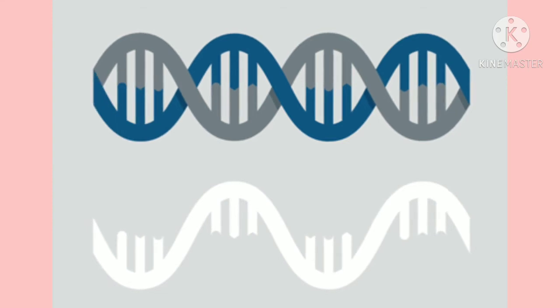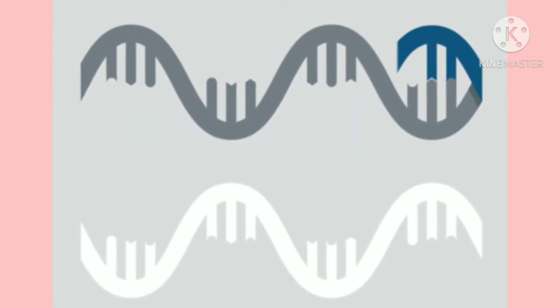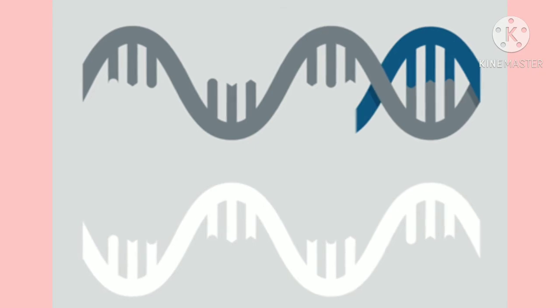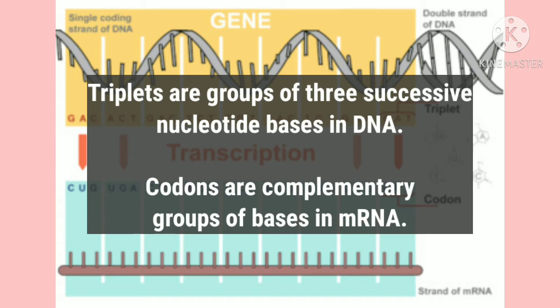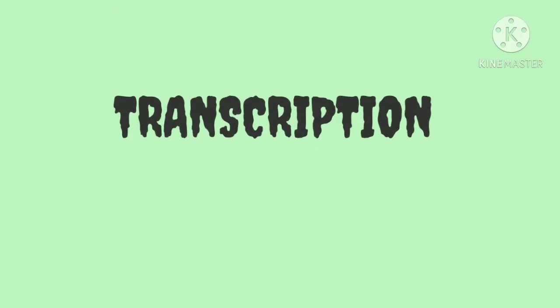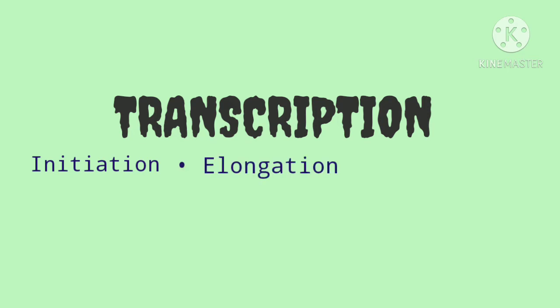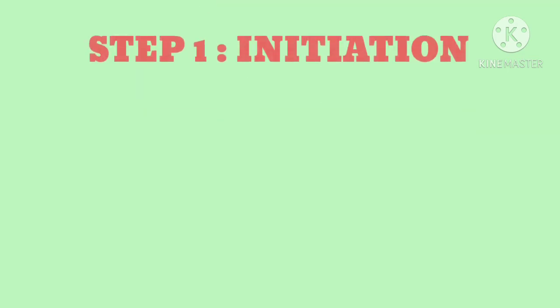It uses DNA as a template to make a messenger RNA molecule. During transcription, a strand of messenger RNA is made that is complementary to a strand of DNA. Transcription uses the sequence of bases in a strand of DNA to make a complementary strand of messenger RNA. Triplets are groups of 3 successive nucleotide bases in DNA. Codons are complementary groups of bases in messenger RNA. Transcription takes place in 3 steps: initiation, elongation, and termination.